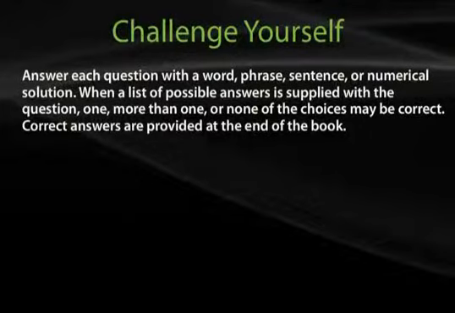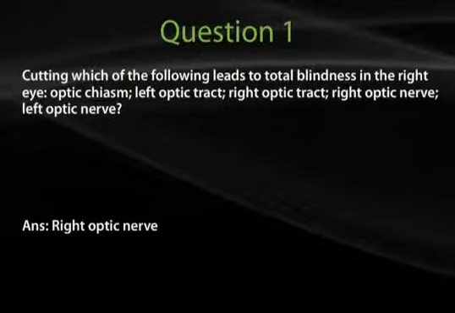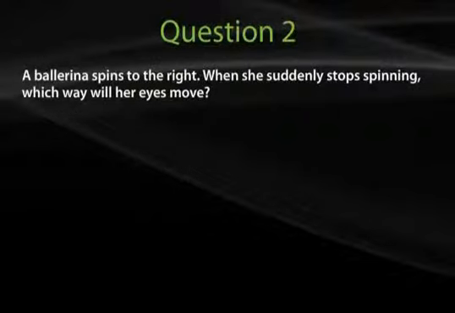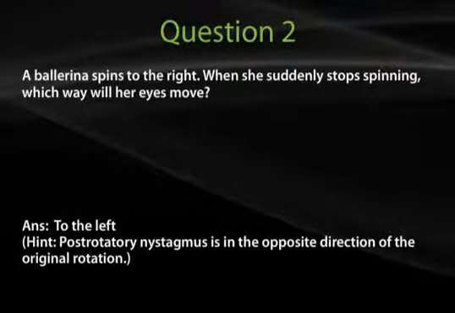Question 1. Cutting which of the following leads to total blindness in the right eye? Optic chiasm, left optic tract, right optic nerve, or left optic nerve? Answer: right optic nerve. Question 2. A ballerina spins to the right. When she suddenly stops spinning, which way will her eyes move? Answer: to the left.